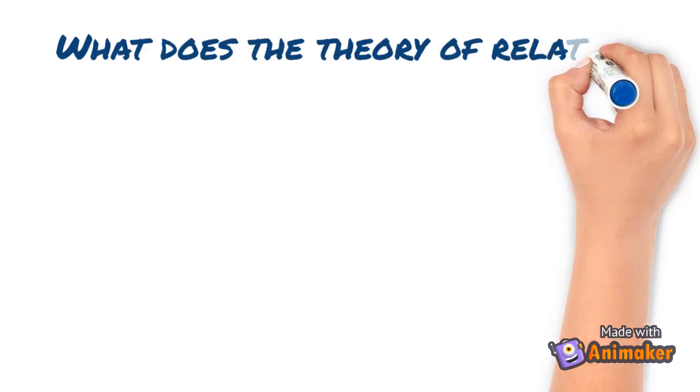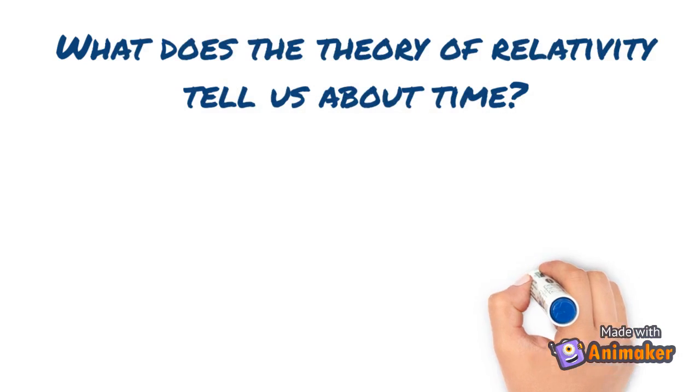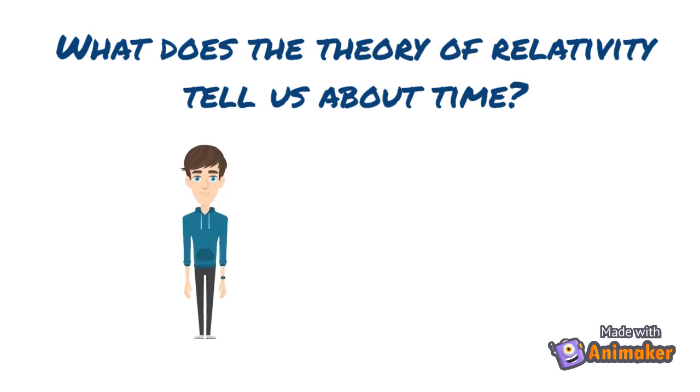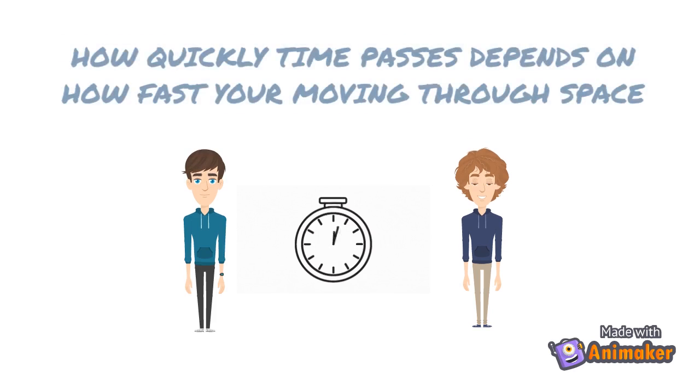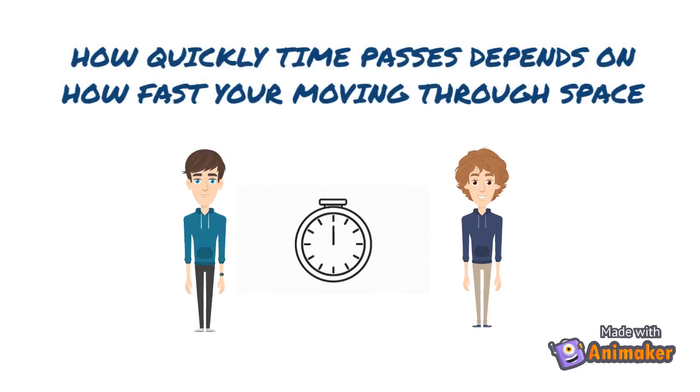What does the theory of special relativity tell us about time? Well, from two different reference frames, or points of view, you and your friend saw the same event take different amounts of time to occur, simply because you were moving at two different speeds. Therefore, time is only relative to your point of view. This means how quickly time passes depends on how quickly you're moving through space. In this case, from your view, time is moving faster for you than for your friend. And from your friend's point of view, time is moving slower for them when compared to you.